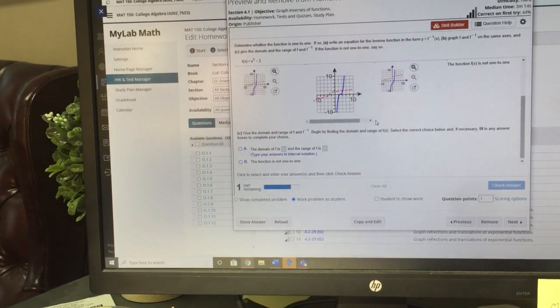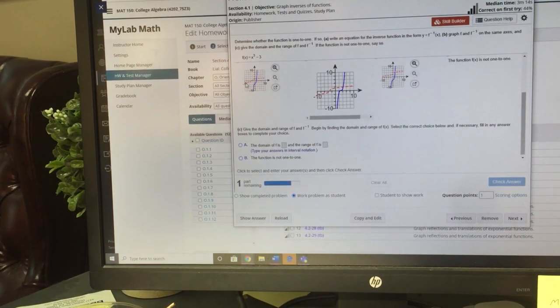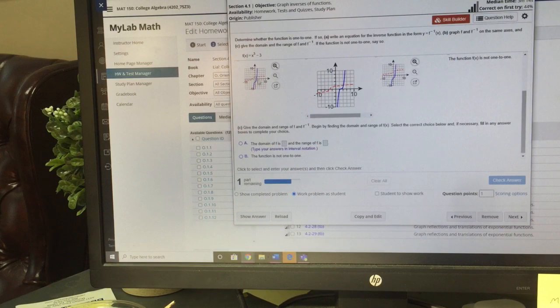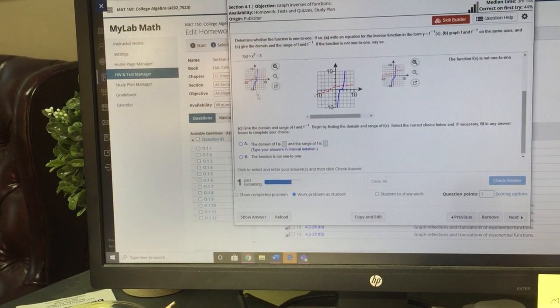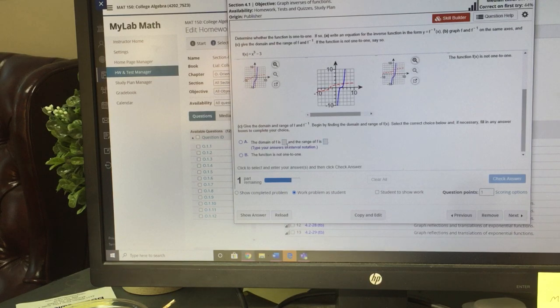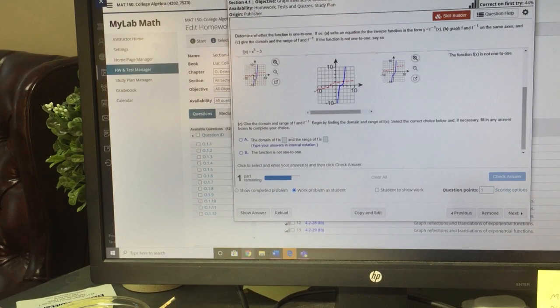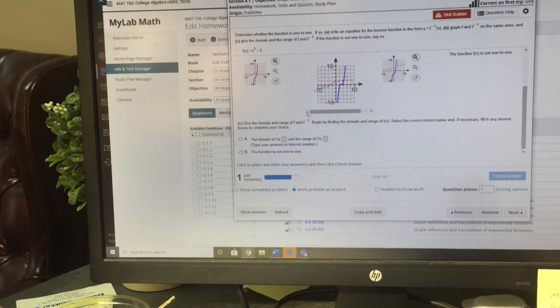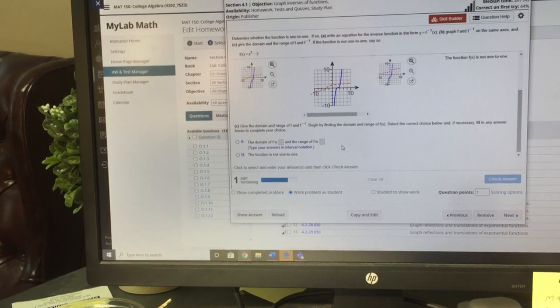And then you do your domain and range. This goes down, which means it goes left forever, and it goes up, which means it goes to the right forever. So the domain is negative infinity to positive infinity, and the range, down forever, up forever, is also negative infinity to positive infinity.